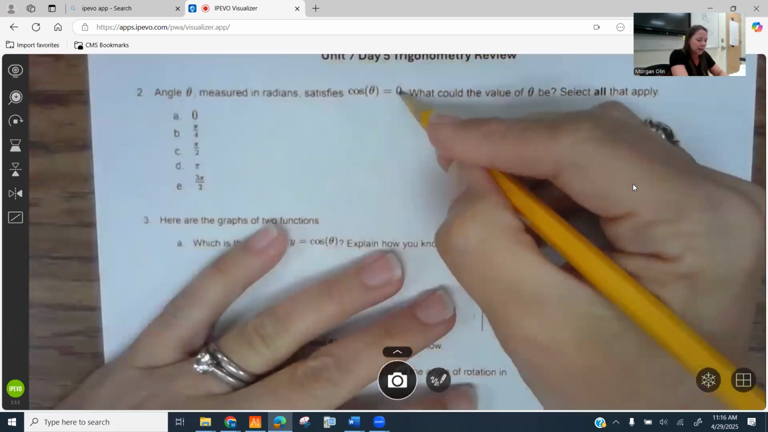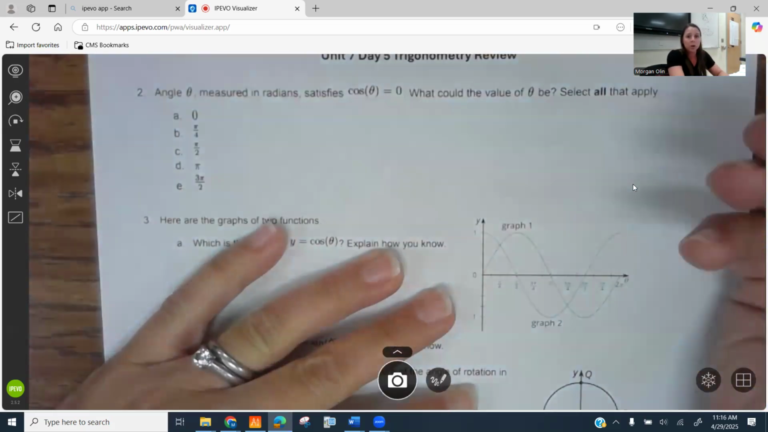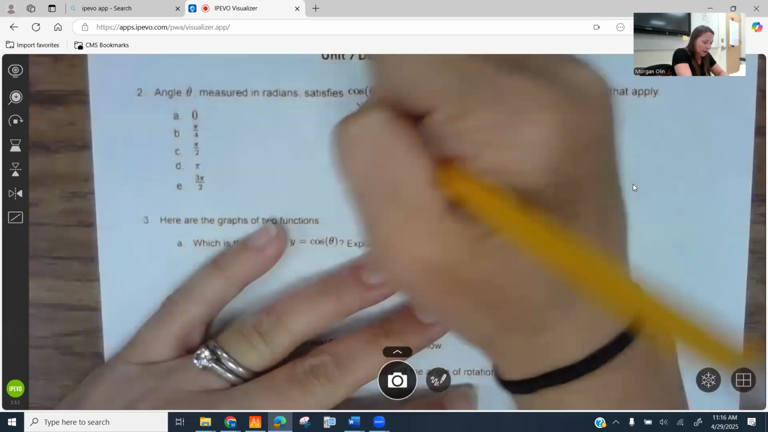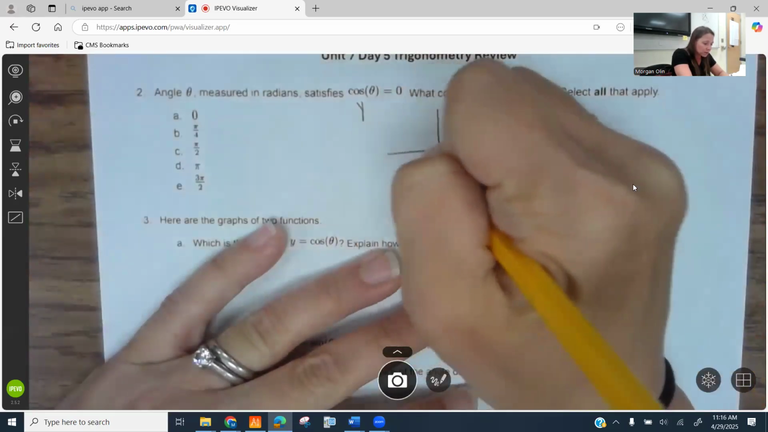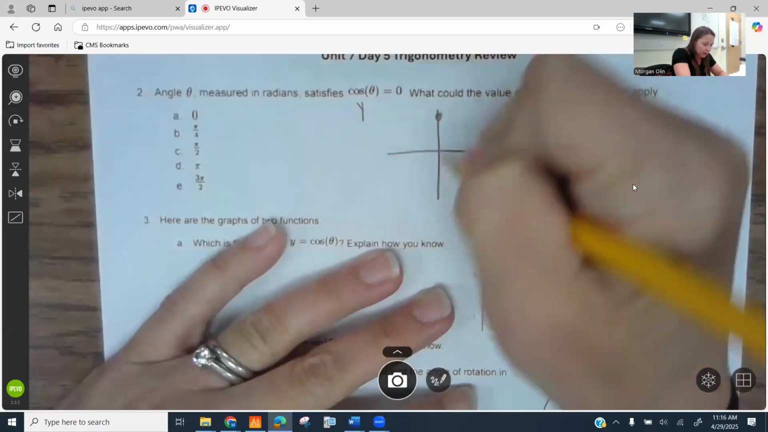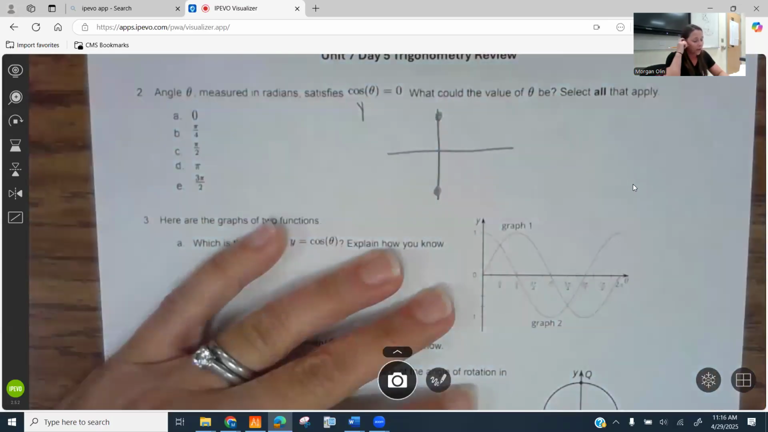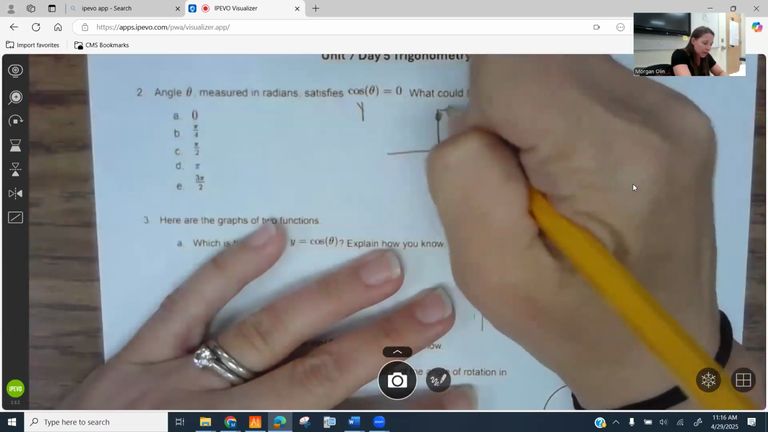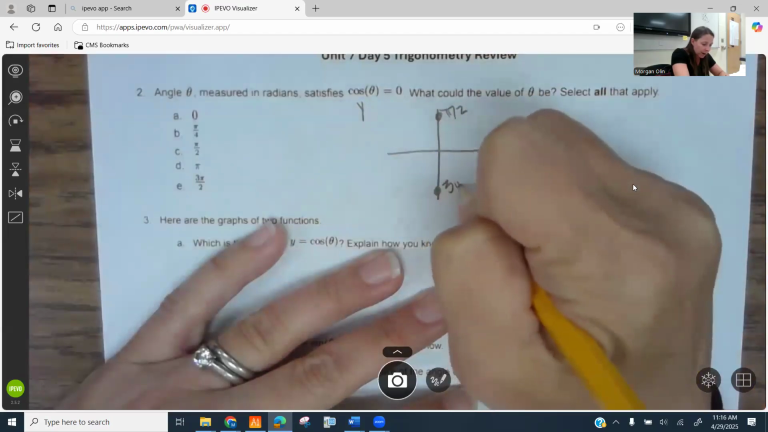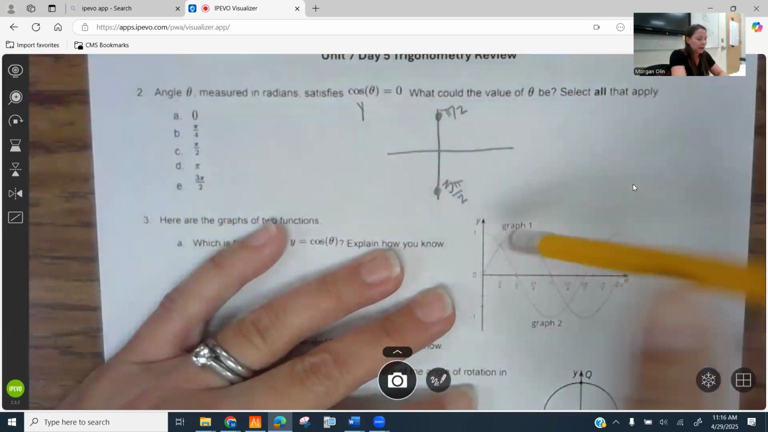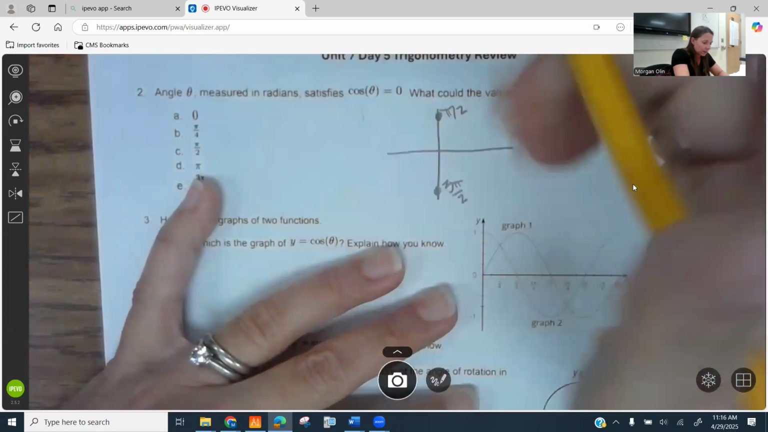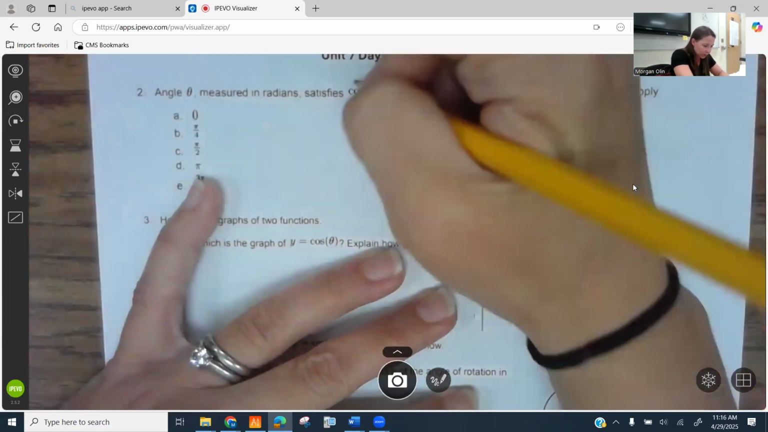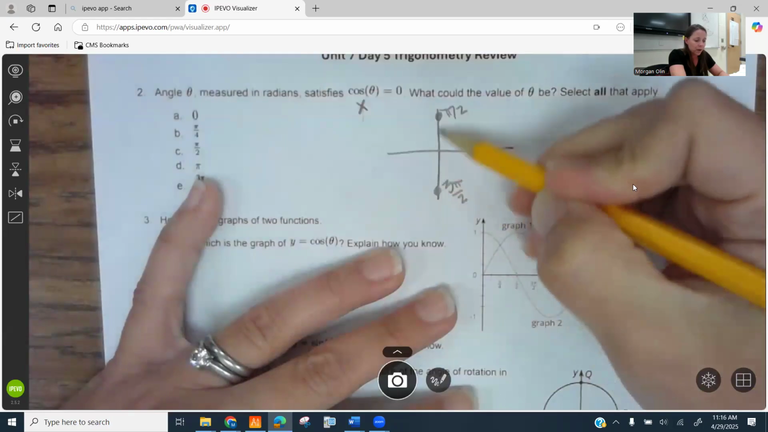All right, now think about it. Where does cosine of theta equal 0? Well, what do you remember cosine is? Cosine is y. Where on the unit circle is y 0? Right here and right here. Okay, and if you remember those radian measures, that's pi over 2, and this is 3 pi over 2. All right, and I lied. That is not y, that is x. Where is x 0? X is 0 on these two axes.